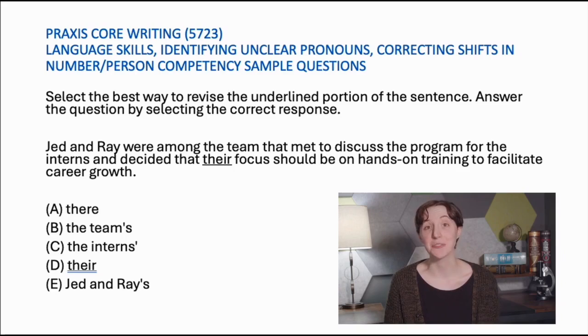Okay, this sentence is grammatically correct, which means we can cross off a few options right away. But if the grammar is fine, what's the issue here? This is a classic example of a vague pronoun. It's unclear whether their refers to Jed and Ray, the team, or the interns. A vague pronoun lacks clarity because it does not refer to a specific noun or antecedent in the sentence. When a pronoun is vague, it can confuse the reader or listener about what or whom it is referring to, leading to ambiguity in the sentence's meaning. The correct answer, the teams, clarifies what their means in the sentence.